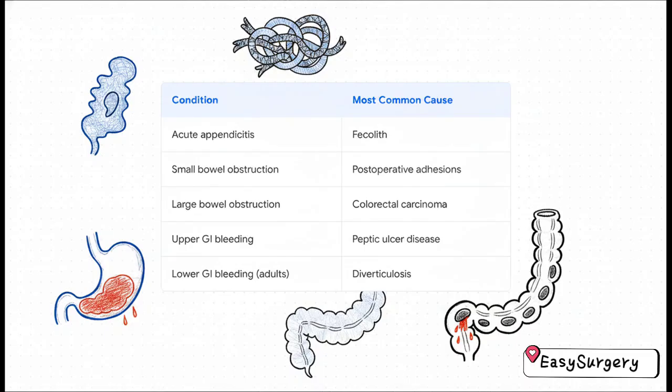Ready? Acute appendicitis, fecalith. Small bowel obstruction? The answer there is postoperative adhesions. Large bowel obstruction, colorectal carcinoma. Upper GI bleeding, think peptic ulcer disease. And finally, lower GI bleeding in adults, diverticulosis. Lock these associations in tight. They're literally the bread and butter of general surgery, and they get tested constantly.